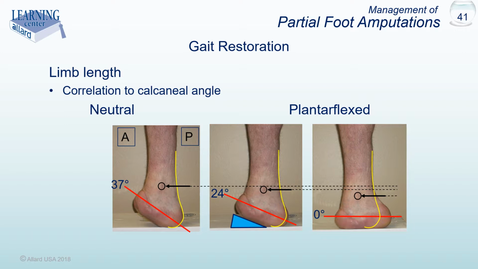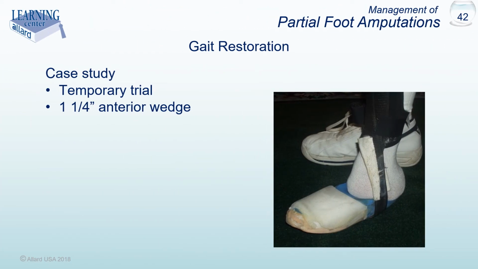A wedge or post will be required to help restore limb length and resolve the deformity. This shows a temporary trial prosthesis on a Chopart amputee where a 1 1/4 inch wedge was used to help restore the calcaneal angle back closer to 40 degrees and to return the ankle back closer to its neutral posture.